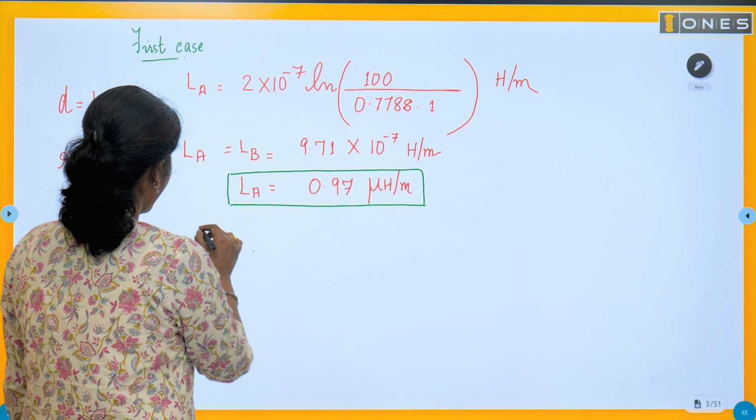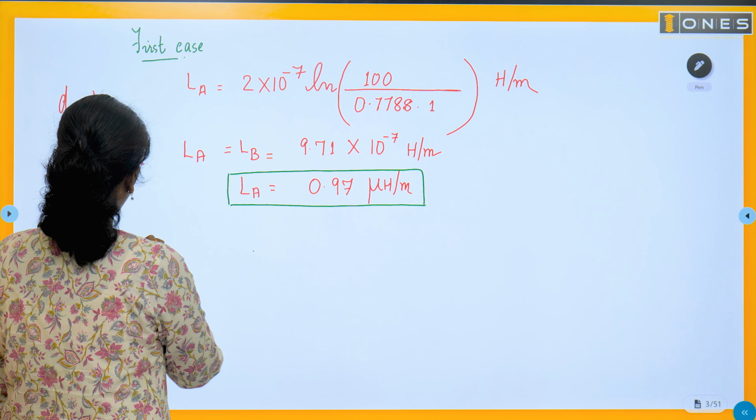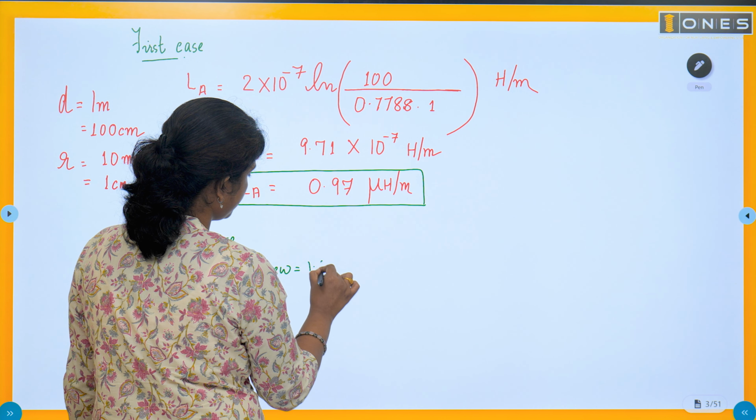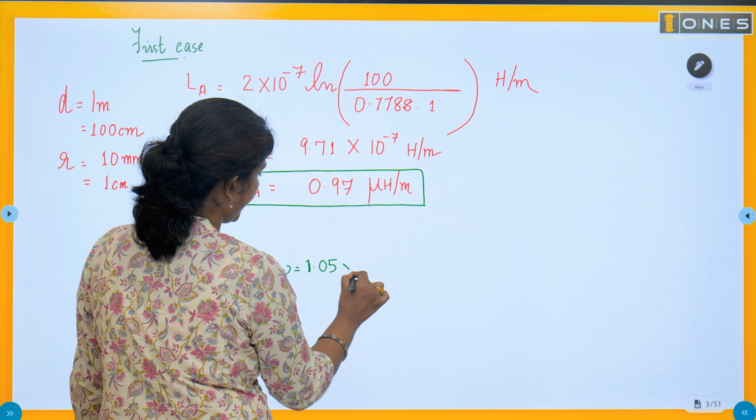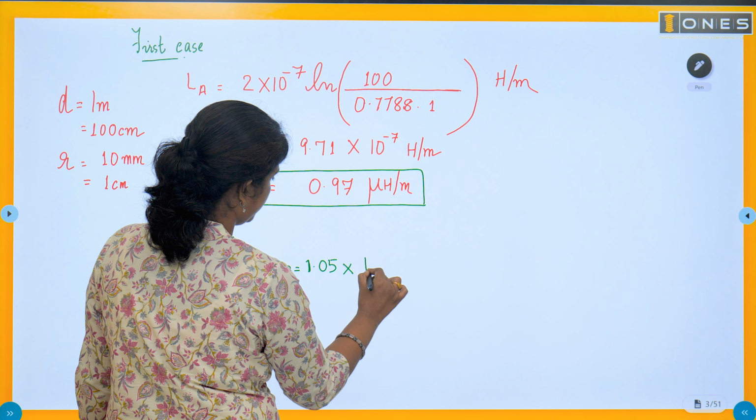I can write L nu for the second case. The L nu will be 5% more, so 1.05 times LA, the previous value that we have got. So the value comes to be 1.05 into 0.97. That is how much? 1.0185 micro Henry per meter. Right?